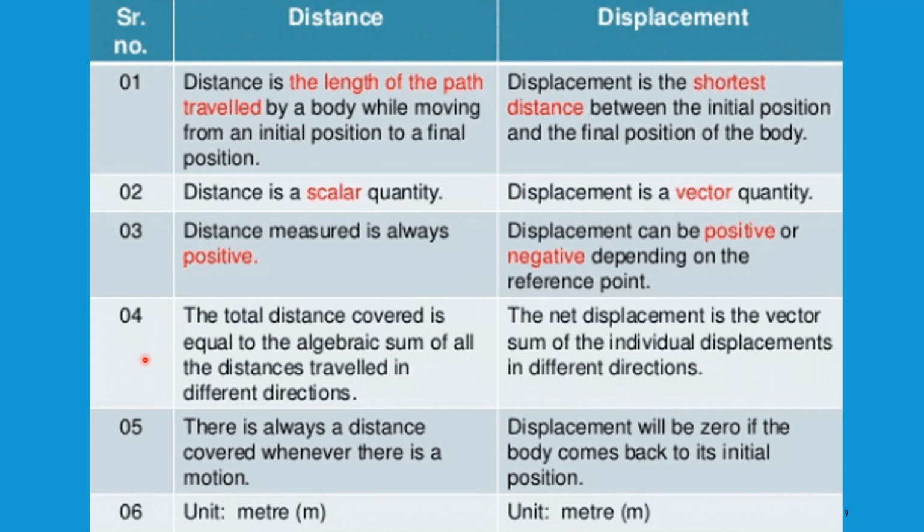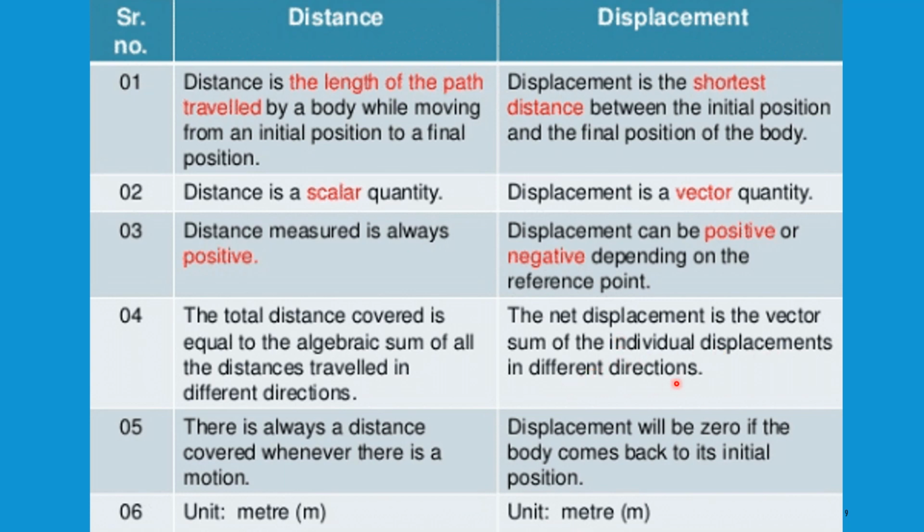Then the fourth difference: the total distance covered is equal to the algebraic sum of all the distances traveled in different directions. In the case of distance, we will calculate the total distance covered, adding all the distances traveled in different directions. Next, in the case of displacement, the net displacement is the vector sum of the individual displacements in different directions.